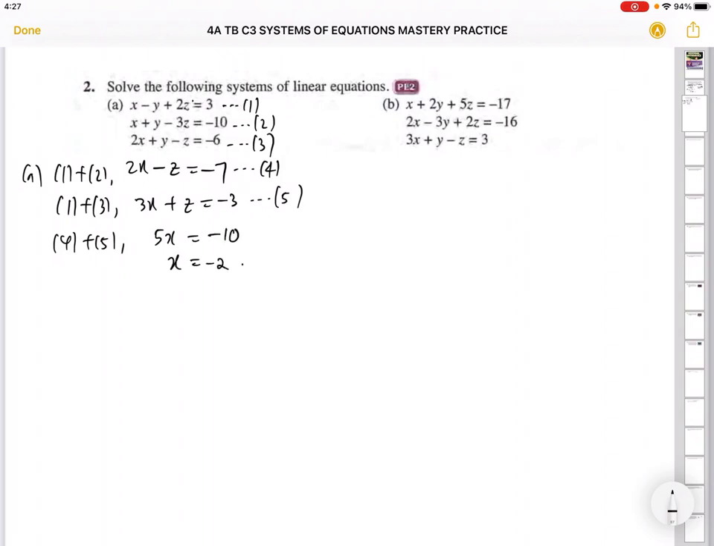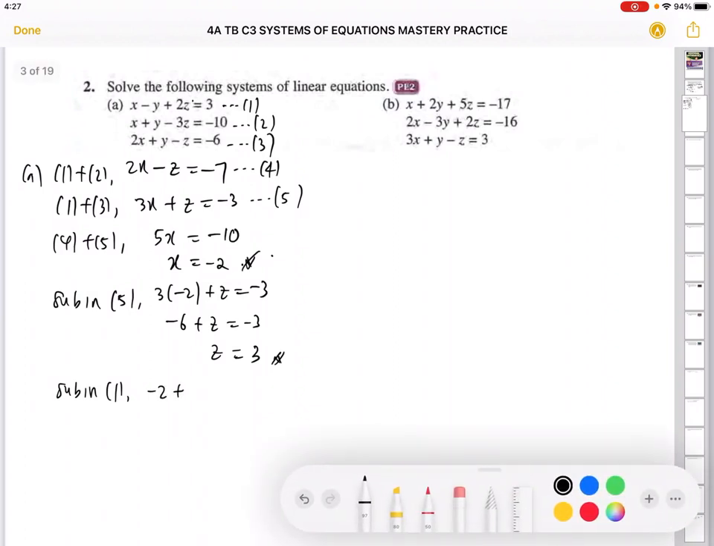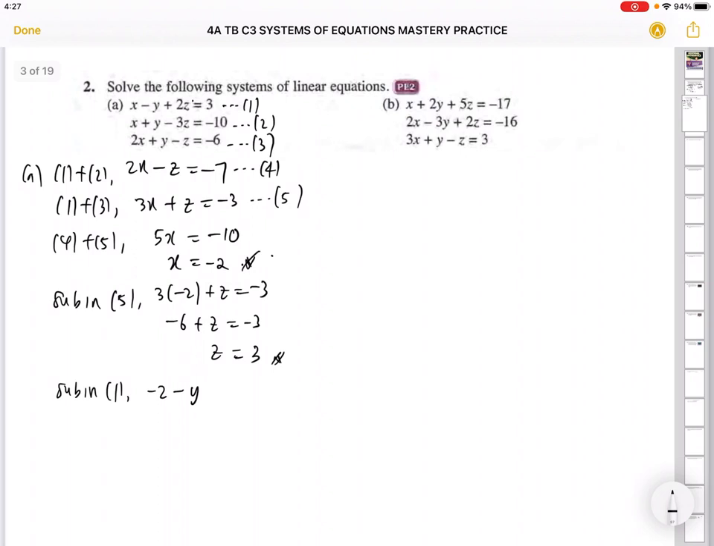X is -2. Okay, so once you got this, we can sub inside, say equation 5. 3 times -2 plus z is -3. This is -6. And I'll write an extra step for you. You bring over, my z is 3. Yeah, 6 minus 3 is 3. Then I just sub inside, say equation 1. My x is -2. My y is unknown. My z is 3. The result is 3. So 6 minus 2 is 4. Y is just 1. Okay, that's part A. We're done.